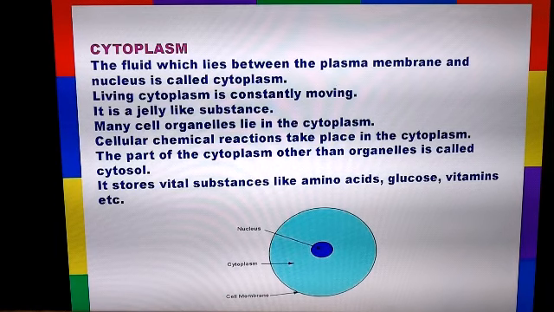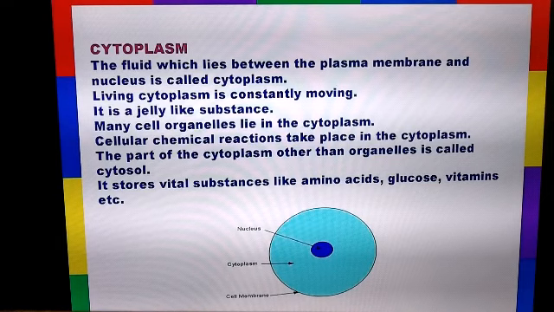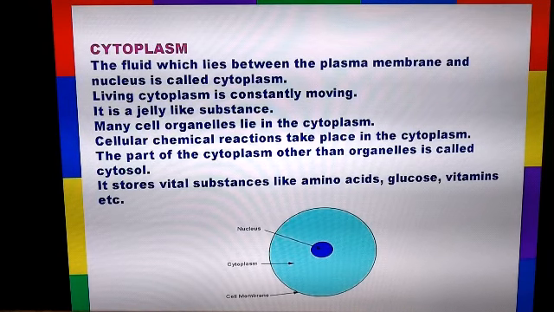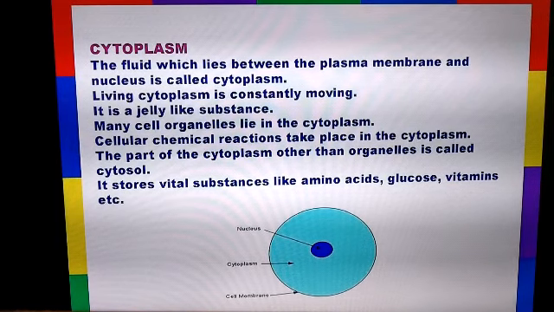Many chemical reactions take place inside the cytoplasm, and there is a region in the cytoplasm which does not contain any organelles. That is the empty space where the organelles are not present in the cytoplasm. That particular region is called as the cytosol. The cytoplasm stores vital substances like the amino acids, which are a form of proteins, the glucose, the vitamins, etc.